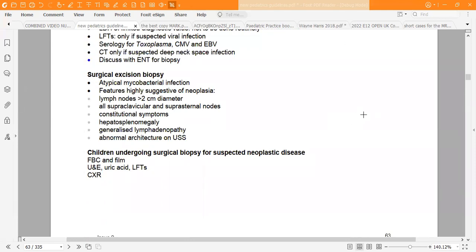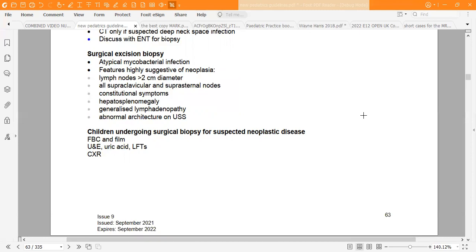So once you have decided with your team, with your consultant, you are going to refer for biopsy. Children undergoing surgical biopsy for suspected neoplastic disease should have some investigations done beforehand: full blood count and film, urea and electrolytes, uric acid, LFTs, and chest X-ray.